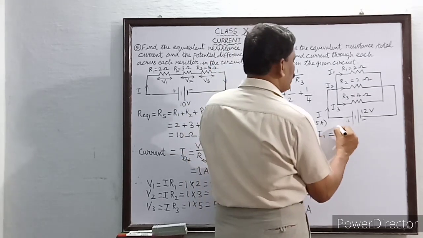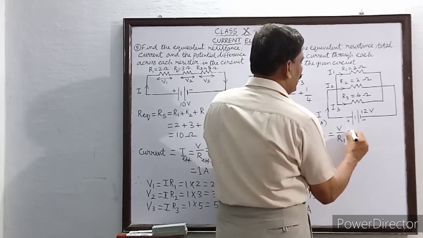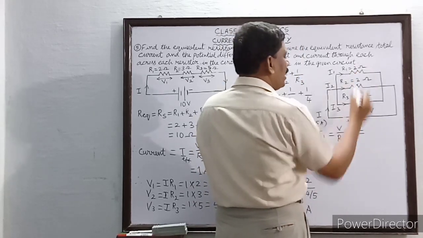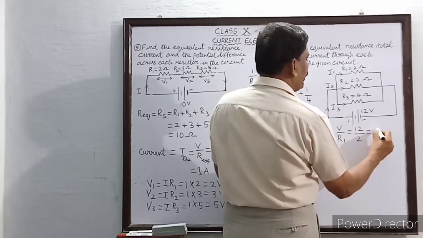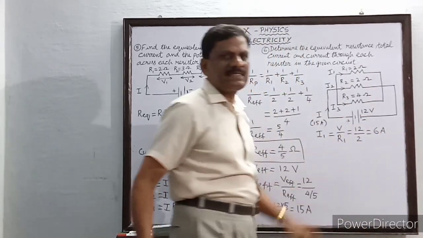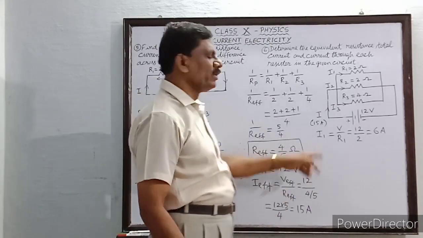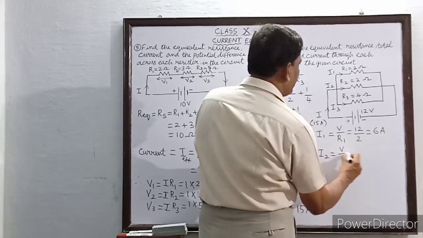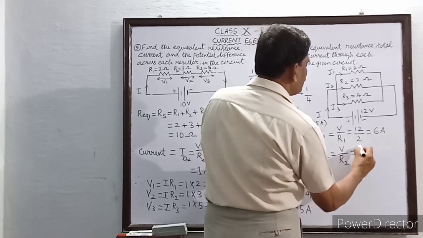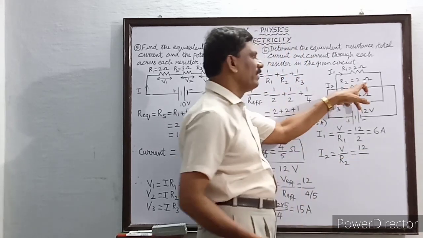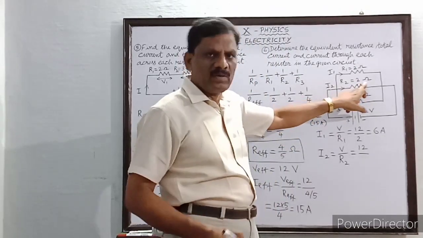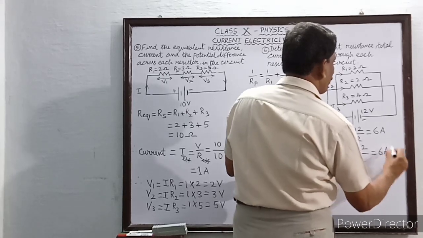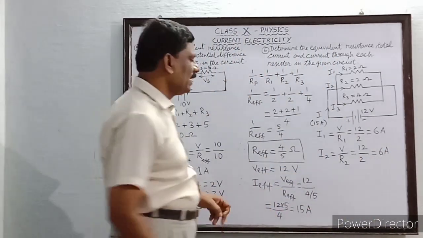Therefore, I1 is equal to V divided by R1, and this is equal to 12 volt divided by R1, which is 2. So 12 by 2 is equal to what? 6 ampere. Okay, like that you tell me now, what is I2 equal to? I2 is equal to V divided by R2, and this is equal to 12 divided by the value of R2. Good, that is also equal to 2. So 12 by 2 is equal to how much? 6 ampere.